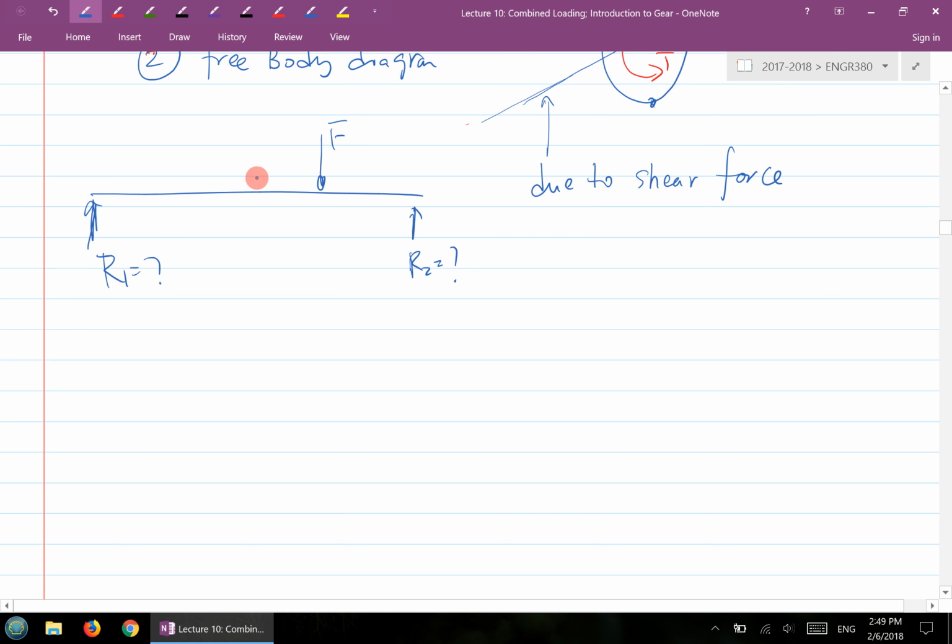So, for example, you probably identified that here is the critical location. Then what is the bending moment at that location? How do you calculate the bending moment at that location? There you go. R1 times the distance from here to here. So here you have M equal to R1 times L.